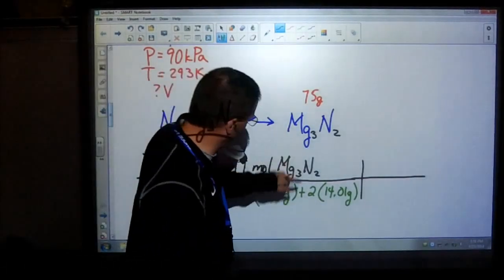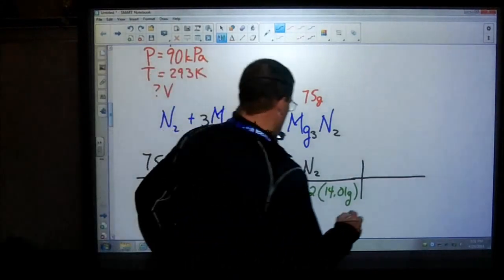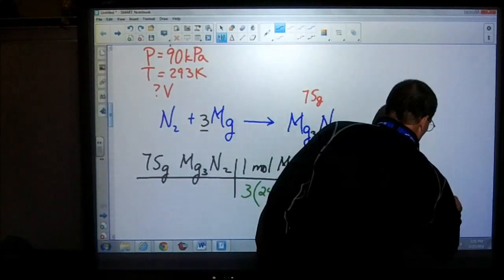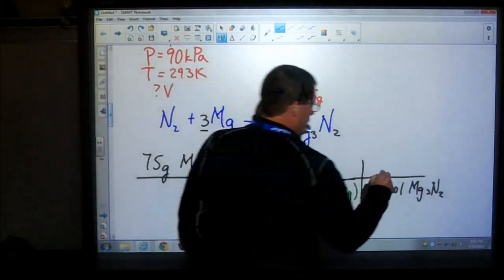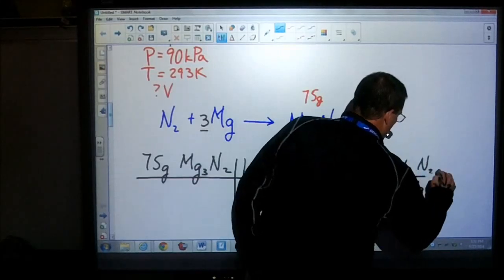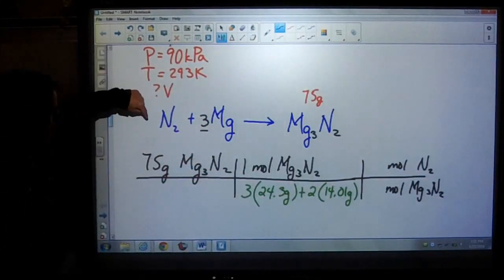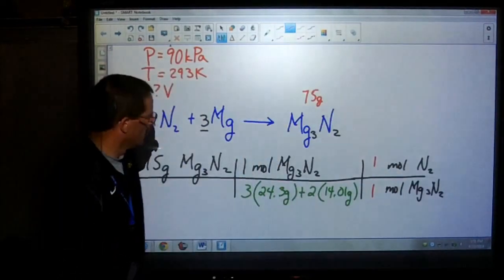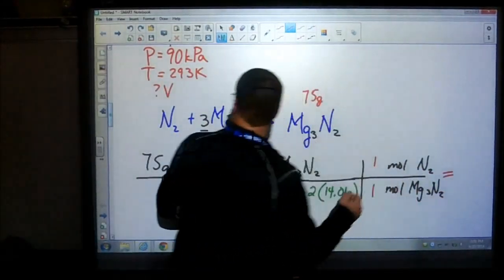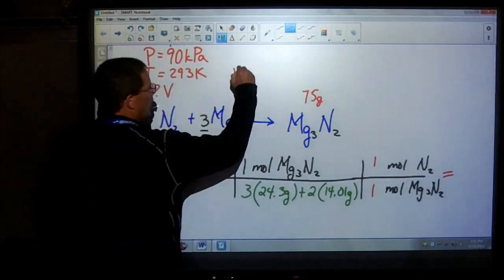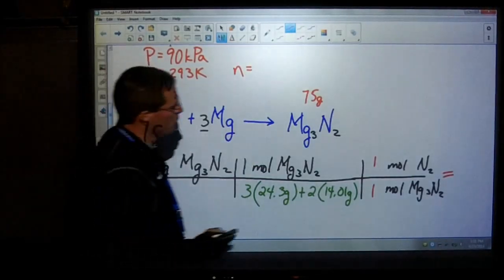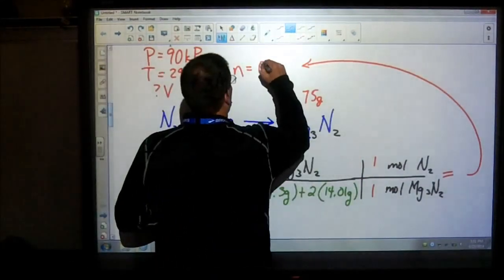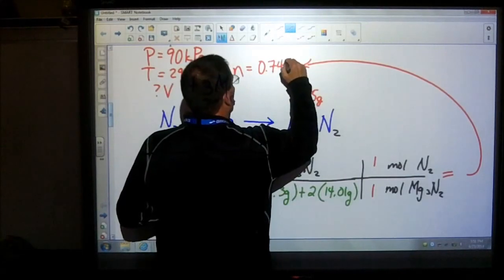But step 3, we need to change the moles of magnesium nitride into moles of nitrogen. So let's put our moles of magnesium nitride down here, because we need to get rid of that, and we're looking for moles of nitrogen. From the balanced equation, we have 1 to 1. Let's find out how many moles that is, because that will be our n. That's around 0.743 moles.